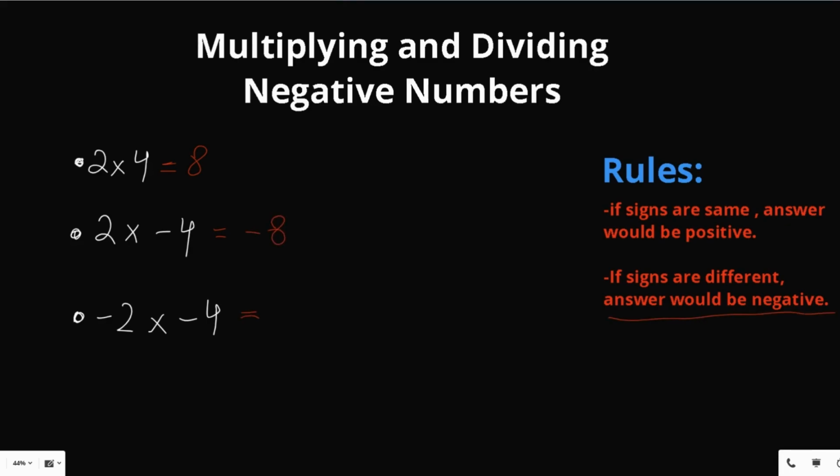In the third question, 2 has a negative sign and 4 also has a negative sign. So both have the negative sign. This means that the signs are the same, so my answer is going to be positive in this case. It's going to be positive 8.